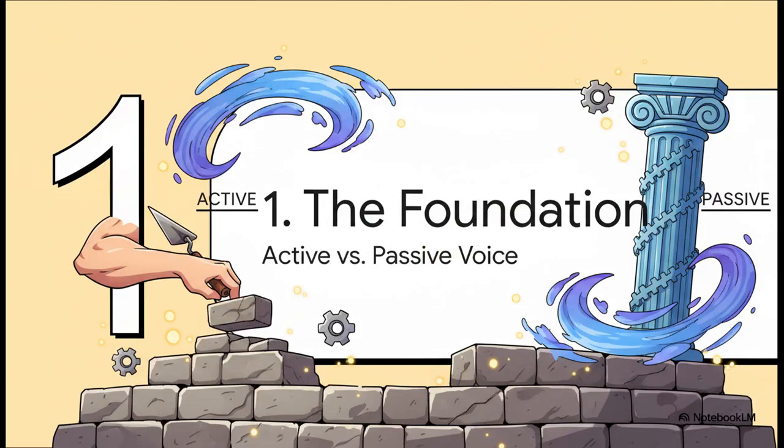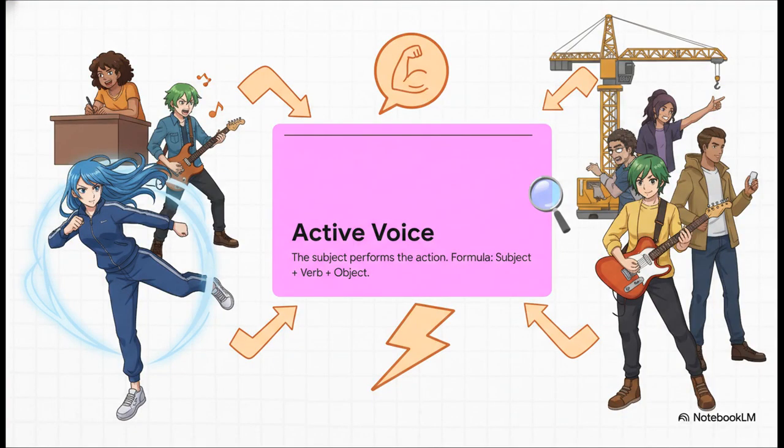All right, first things first. Before we can get to the fancy stuff, we have to make sure we're totally solid on the difference between the active and passive voice. This is our foundation. So, the active voice. Think of this as your default setting. It's direct, it's clear, it's full of energy. Why? Because the subject, the hero of the sentence, is the one actually doing the action. It gets straight to the point.